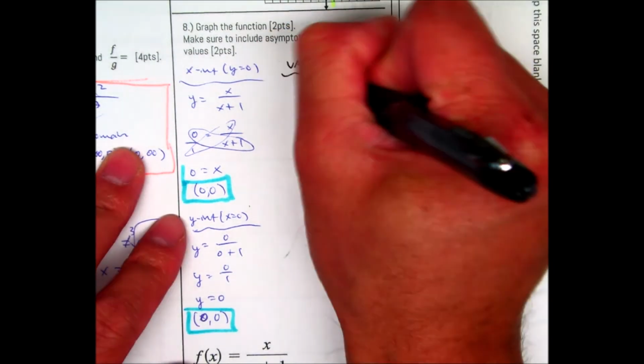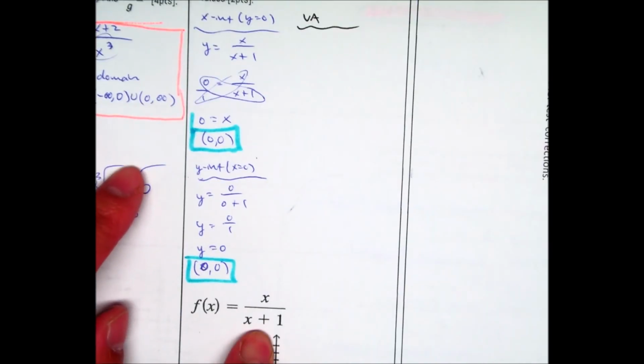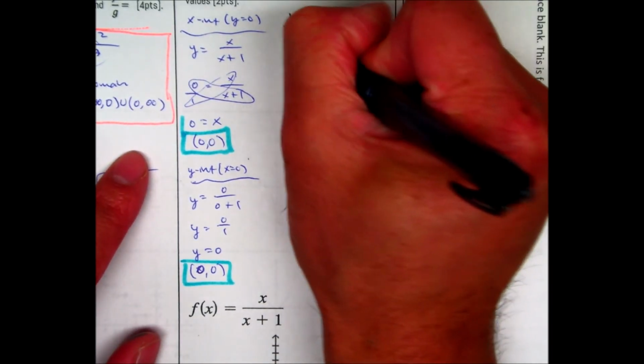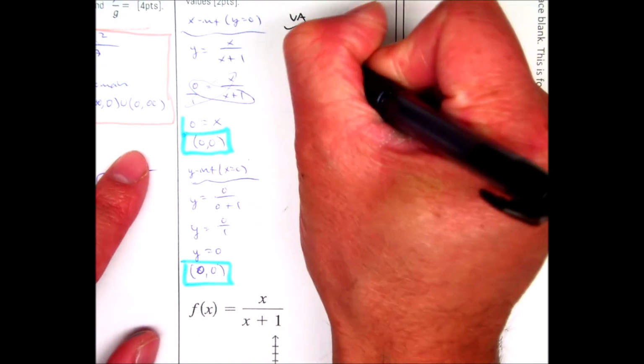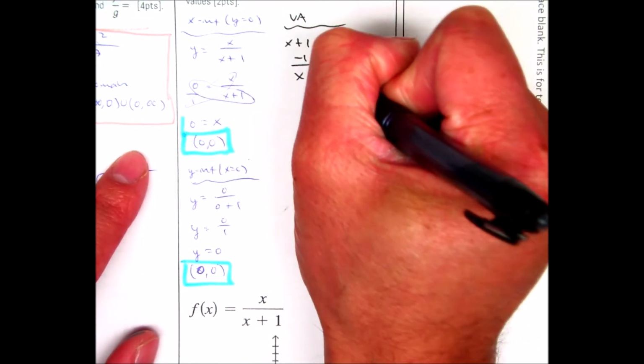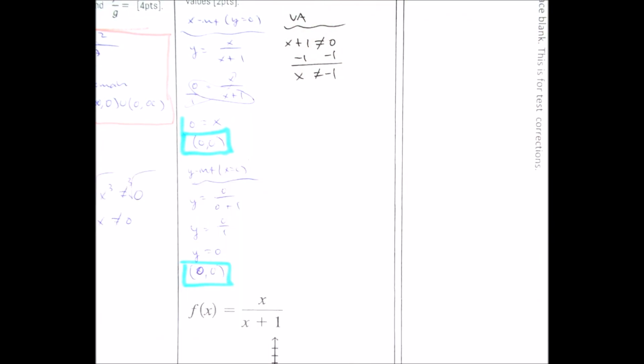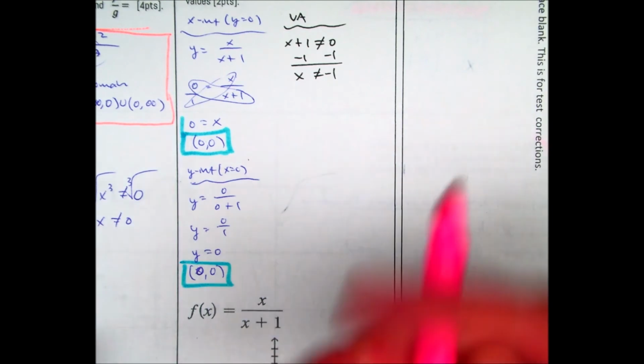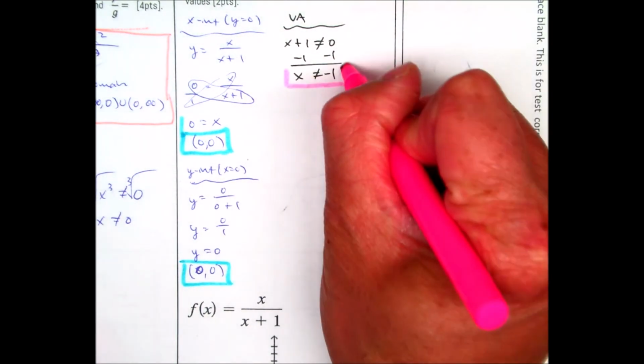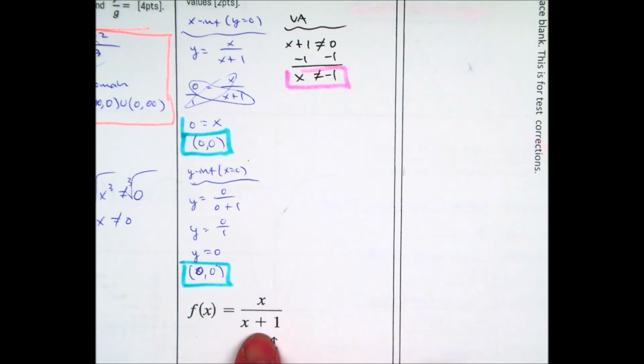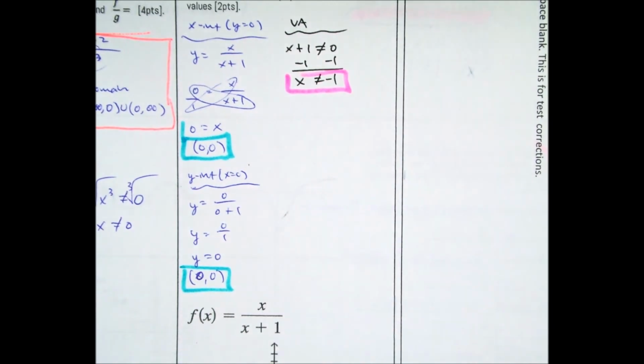Let's talk about our vertical asymptotes. Vertical asymptote is basically taking the denominator and saying that it is not equal to 0. Subtract 1, and you have x is not equal to negative 1. Because if you take negative 1 and put it in here, negative 1 plus 1 is 0. Anything divided by 0 is bad, that is undefined.